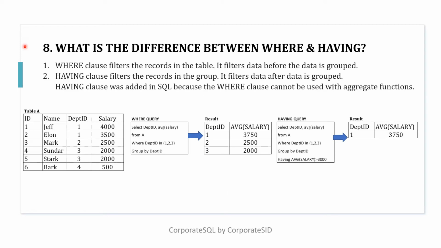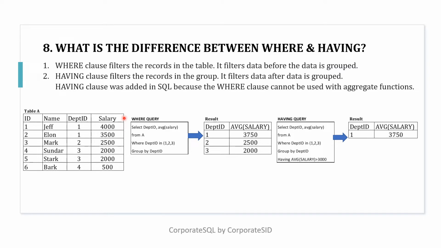What is the difference between where and having? Where clause filters the records in the table. It filters data before the data is grouped. Having clause filters the records in the group. It filters data after data is grouped.